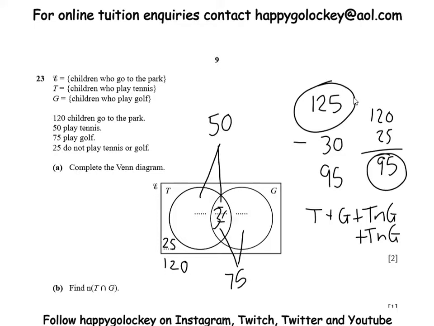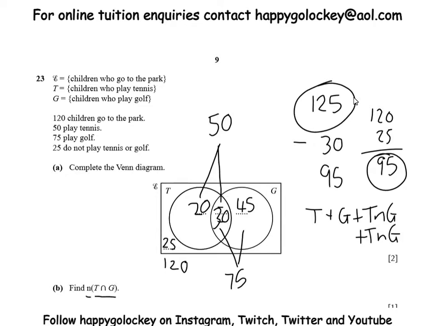So tennis players and golfers together was 30. If that's the case, if there was 30 playing tennis and golf, and there were 75 golfers in total, then 45 just played golf on their own. Looking at the tennis side, if there was 50 tennis players, 30 played both, 20 would have played tennis just on their own to make the 50.